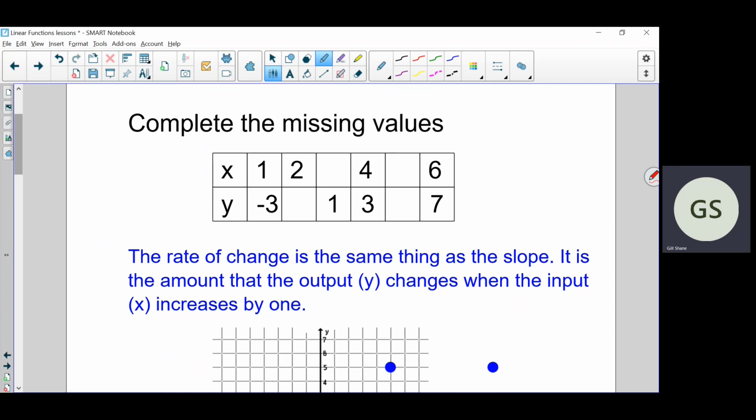Again, this is the new stuff that will be on your exit table. Everything we do today, I want you to write the whole table, not just the missing values. Finish the table. Copy the table as is and then fill in the blanks. Show them.